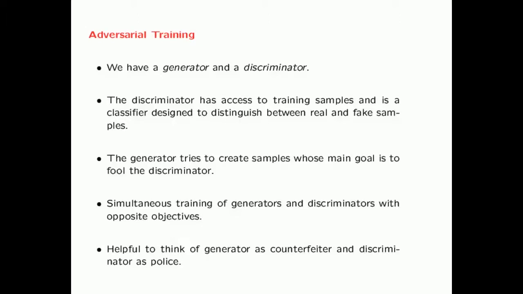In adversarial training, there is a simultaneous training of the generator and the discriminator, and these two obviously have opposite objectives, because the discriminator has the job of directly identifying which are the real samples and which are the fake samples, whereas the generator is trying to generate samples whose main goal is to fool the discriminator. So it's helpful to think of a generator as a counterfeiter, which is trying to create counterfeit samples that the discriminator will think are real samples. The discriminator is like a police which is trained to identify between real and fake samples, whereas the generator is a counterfeiter which tries to create realistic fake samples.